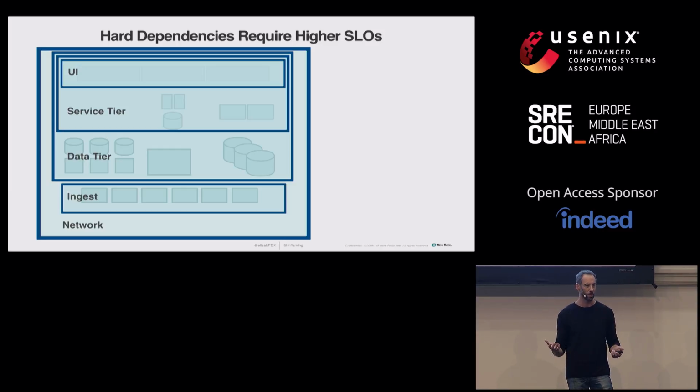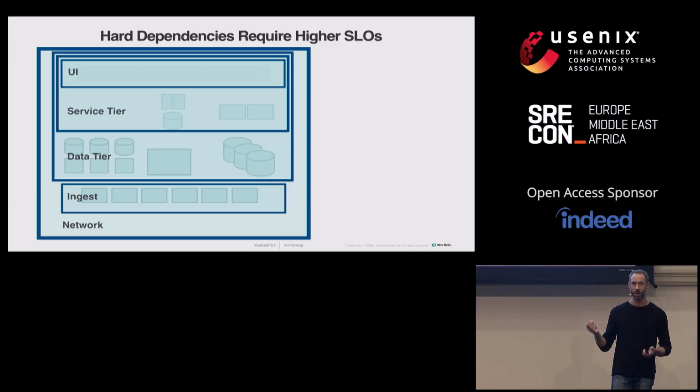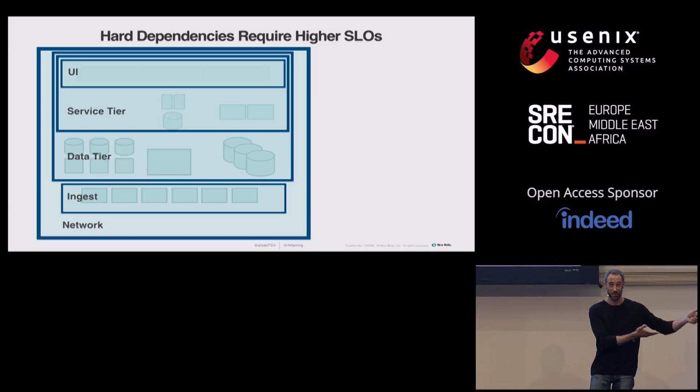Everything except for the network can go down, and ingest will keep running. And similarly, ingest can go down, and everything else will stay up. On top of that, we have our data tier. And the data tier is actually a dependency for quite a lot, the service tier and the UI tier. And the UI tier is at the top of our dependency tree here. Nothing else depends on the UI, except it turns out for our customers, which are really the most important thing.